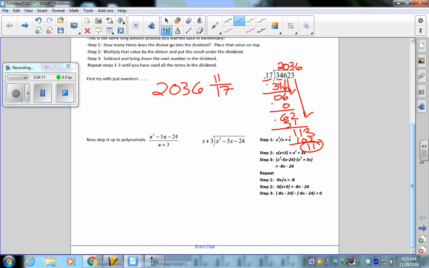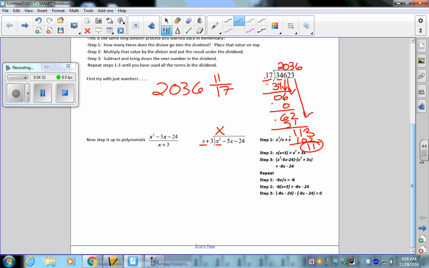So you've got to remember divide, multiply, subtract, bring down. It's the same. But what we need to look at is the first thing you're going to divide is the first term of your dividend by the first term of your divisor. So it's just, that's all I'm dividing right now. So I'm doing x squared divided by x, which gives me x, and I put that up top. So that was the divide part.